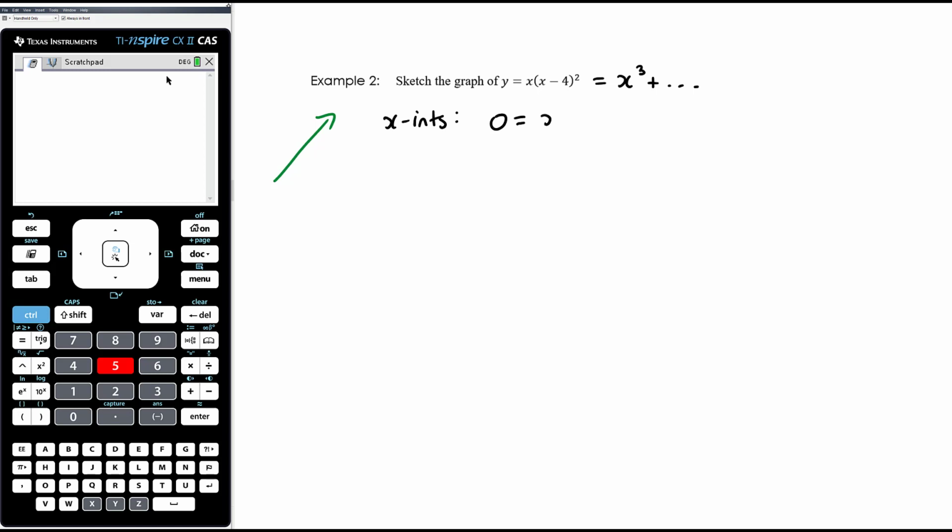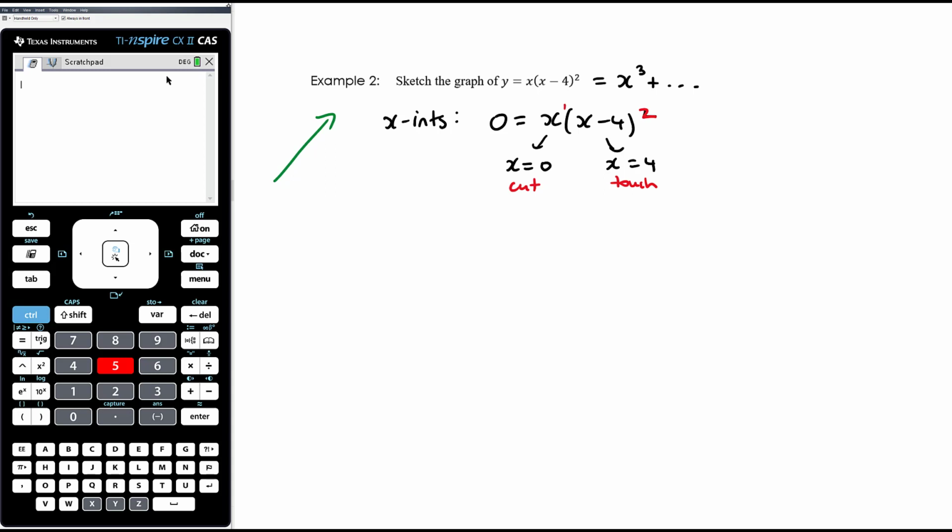we let y equal 0. It's already factorized for us. So Null Factor Law tells us either x equals 0 or x minus 4 equals 0, so x equals 4. The fact that we've got a power of 1 on that x means we're going to cut at that x-intercept. The squared here means we're going to have a touch or a bounce at that x-intercept.